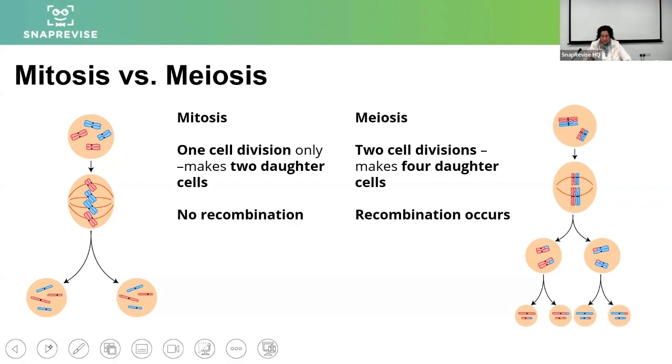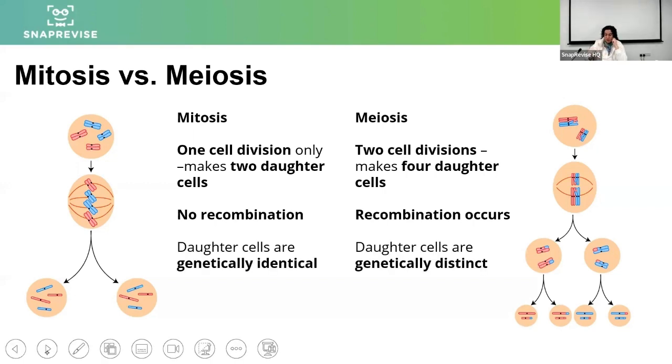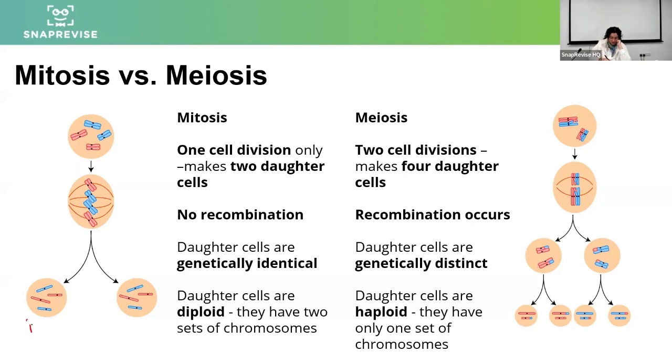The next aspect is whether there is recombination. What do we mean here by recombination? We mean recombining DNA sources that are not identical. In mitosis, daughter cells end up being genetically identical. So you can see here that they're identical. They contain the same copy number of chromosomes and an equal mix of maternal versus paternal chromosomes.